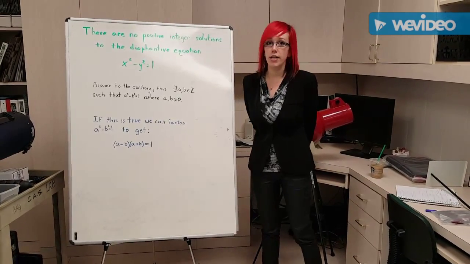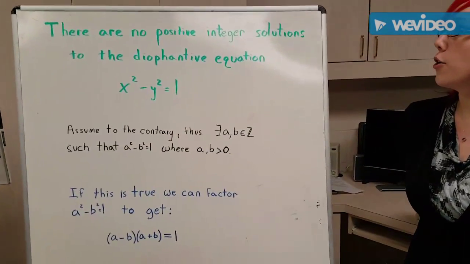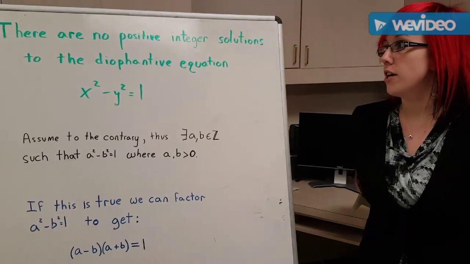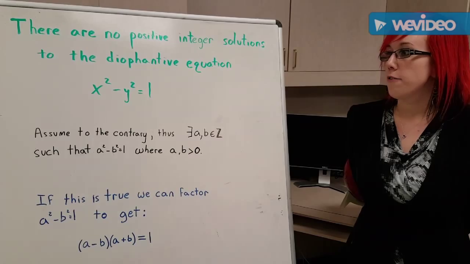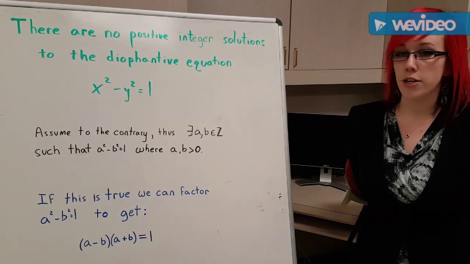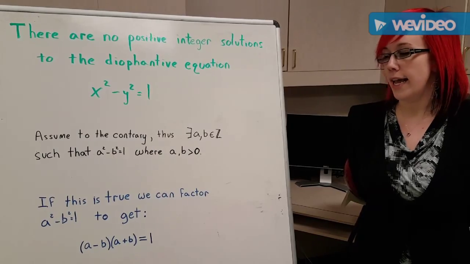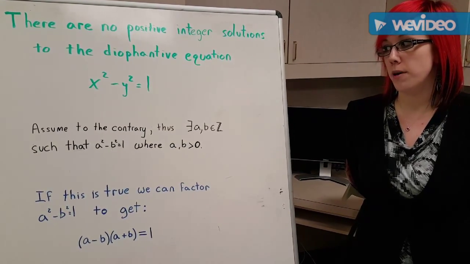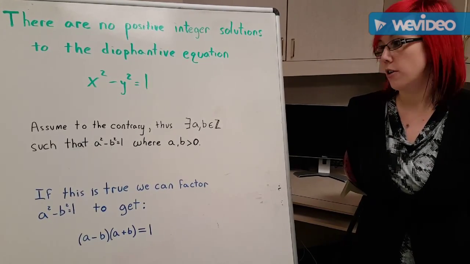The problem that we'll be looking at is the one right here, which states there are no positive integer solutions to the Diophantine equation x squared minus y squared equals 1. For this, we will assume the contrary, so we will assume that there's an a and b that are integers where a squared minus b squared equals 1, and where a and b are both positive.